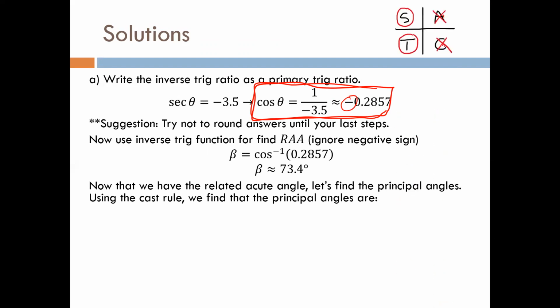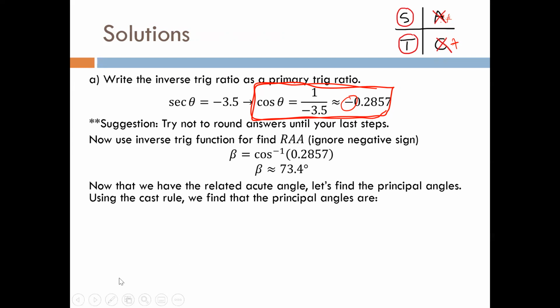We know for a fact that it can't be in the first quadrant, because all the trig ratios are positive there, and it can't be in the fourth quadrant because the cosine ratio is going to be positive in that quadrant. So it's not going to be in the first or the fourth. By default, it has to be in the second and third quadrants.